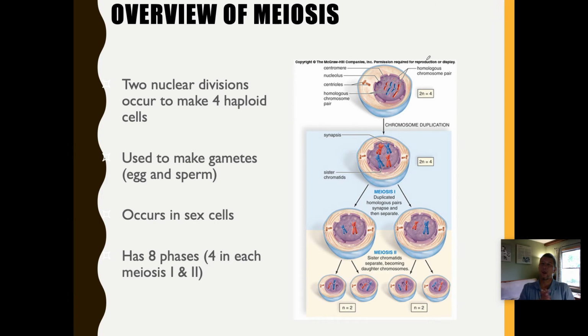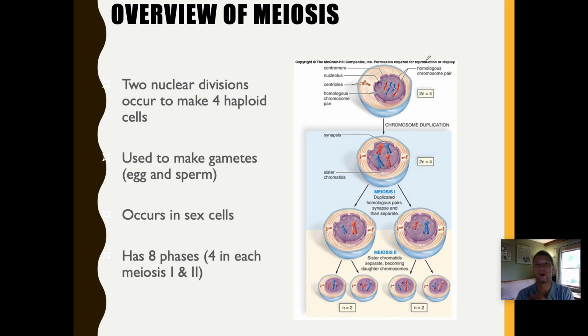Okay, now there's another process here. Although the vast majority of your cells undergo mitosis on a regular basis, there are specialized cells that are found in your gonads that don't do mitosis, but rather they do meiosis. And so in this case, we have two nuclear divisions, and in the end, they make four haploid cells. Four cells that only have one copy of each chromosome as opposed to having two copies.